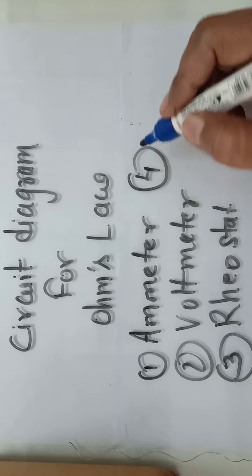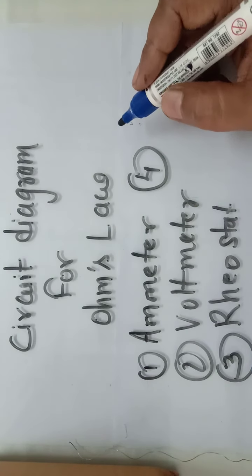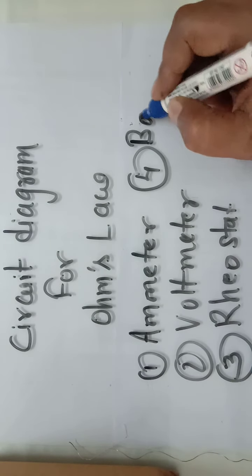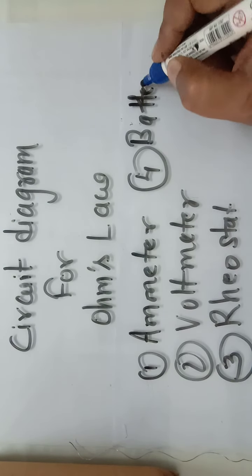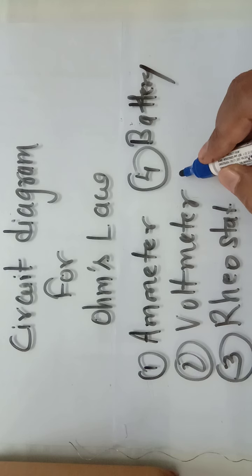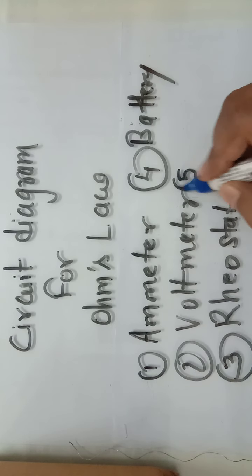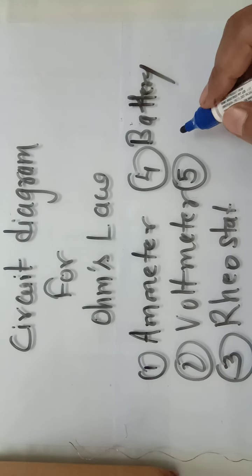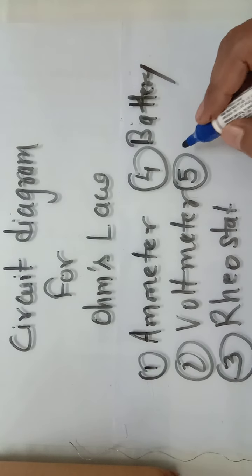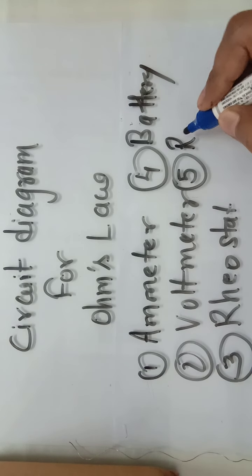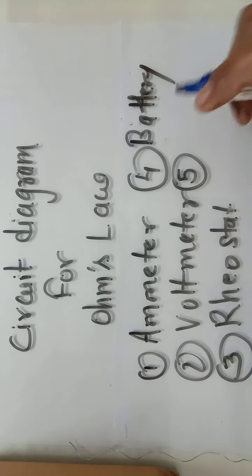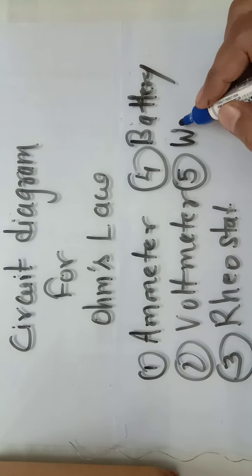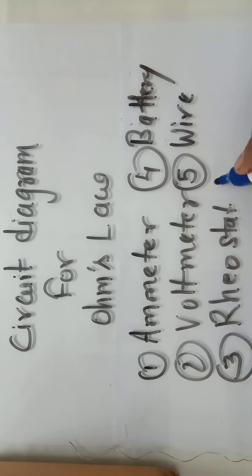and a battery for the source of current, and fifth, the most important thing is the resistance wire, that is the conducting wire, and the sixth one is the connecting wire.